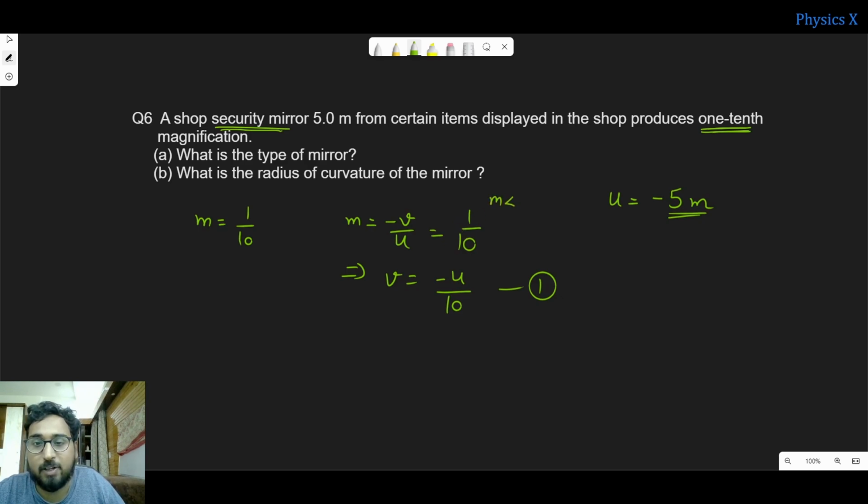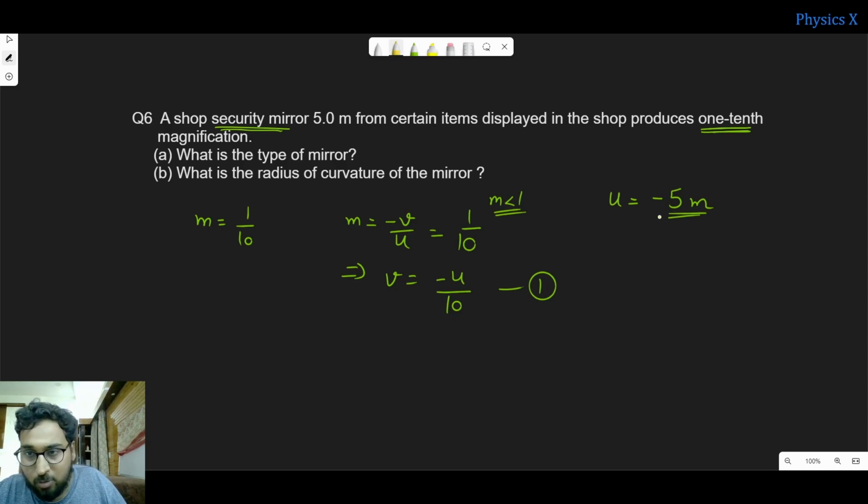m is now less than 1, but we can't tell directly that it is a convex mirror. Why? Because in a concave mirror both diminished and enlarged images can be observed. In convex, a diminished image is always formed, but in the concave case also sometimes a diminished image is formed, when the object is beyond C, or in the infinity case, we observe a diminished image in a concave mirror. So we can't comment till now. So we will solve further.